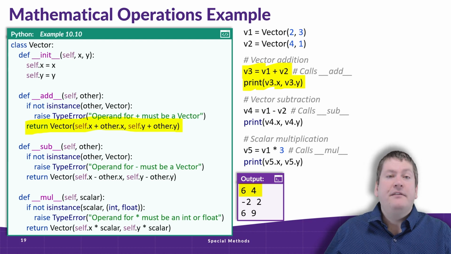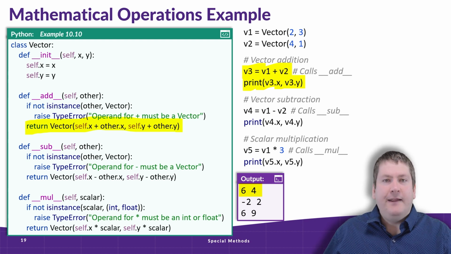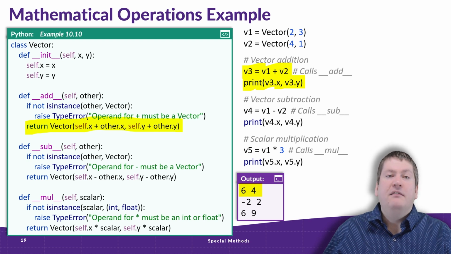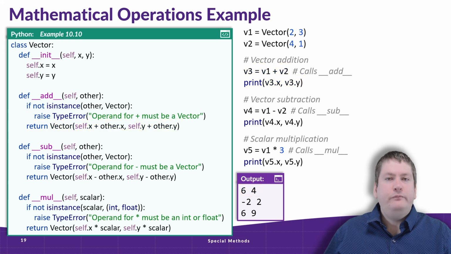So what happens is it returns a new instance of vector with both values of x added together and both values of y added together. This doesn't impact the original vector objects, vector 1 and vector 2. It just creates a new vector object, vector 3, with the sum of both of the coordinates stored in its coordinates. So in this case, it would be 6 and 4.